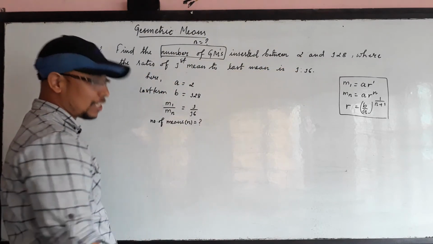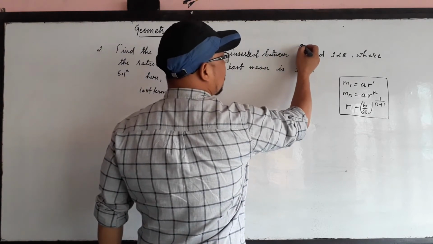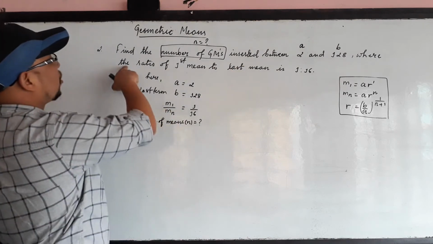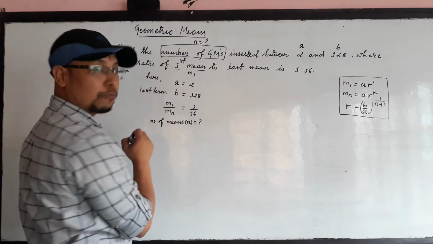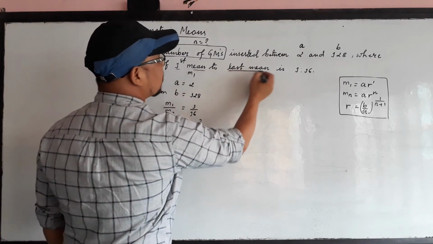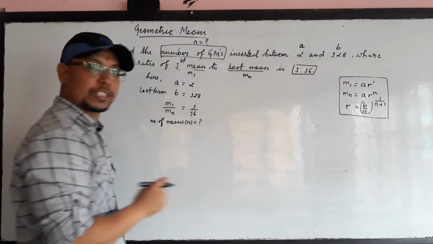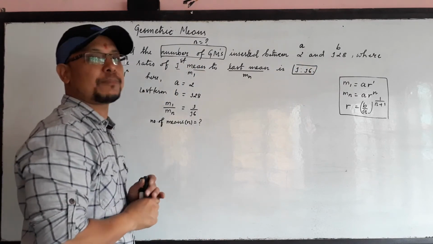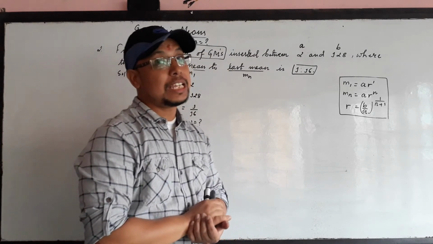Always remember students, if it says in between, it is the first term and the last term. Okay students, where the ratio of the first mean, now see this is the first mean, which means M1, and the last mean means Mn. This gives you 1:16.